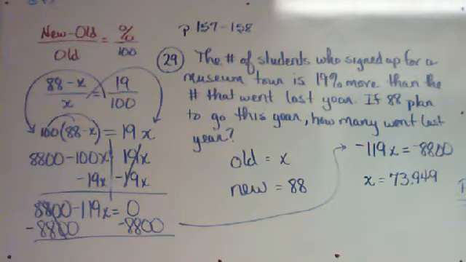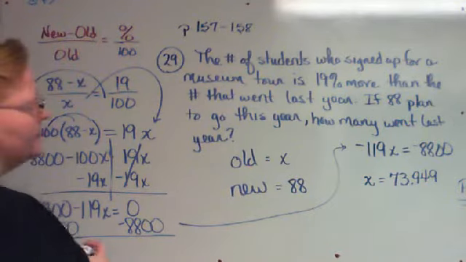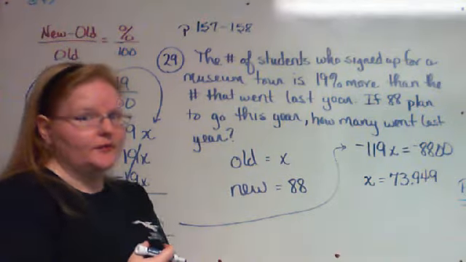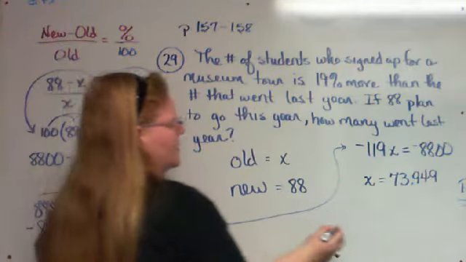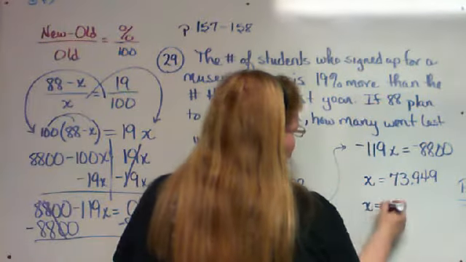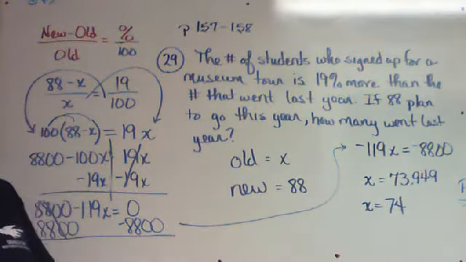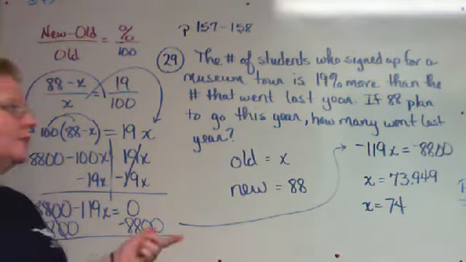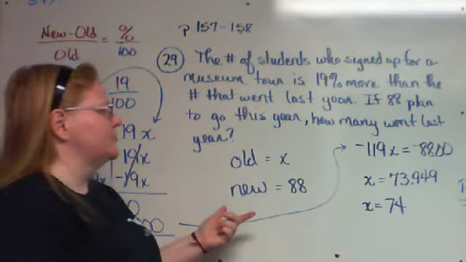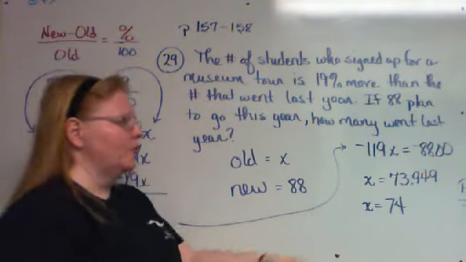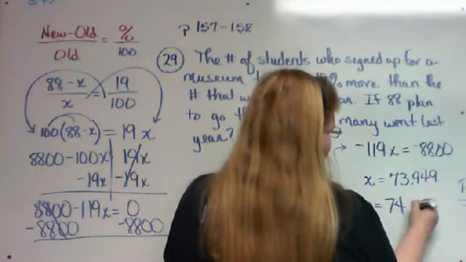73.949. You can't have 0.9 of a person. But 0.9 of a person means it's probably going to be 74. So x must be 74. Which means what? Well, if we don't know, then we need to go back and look and see what they asked you for. It says if 88 planned to go this year, how many went last year? And we said old was our last year, so 74 people went last year.